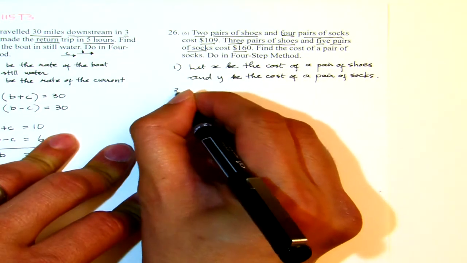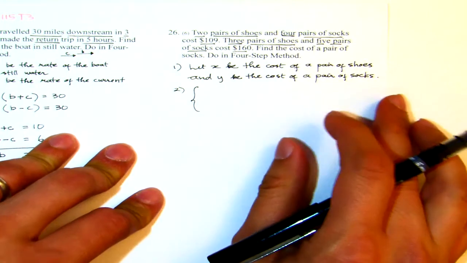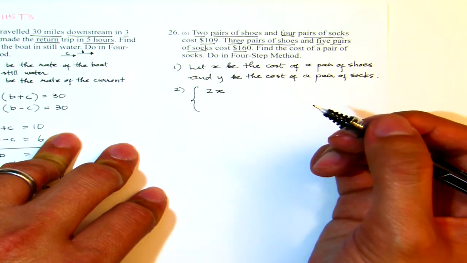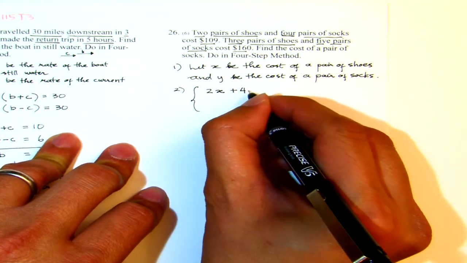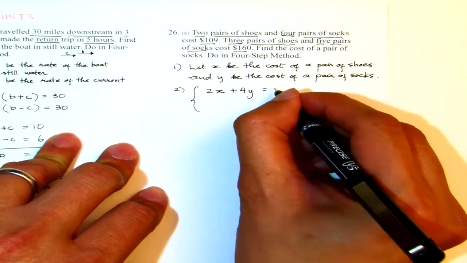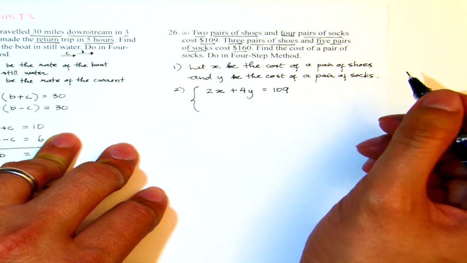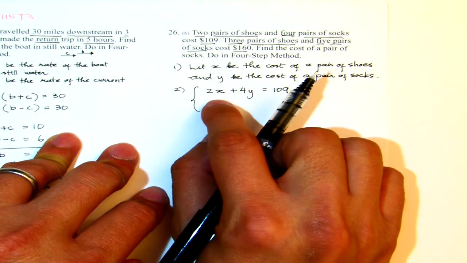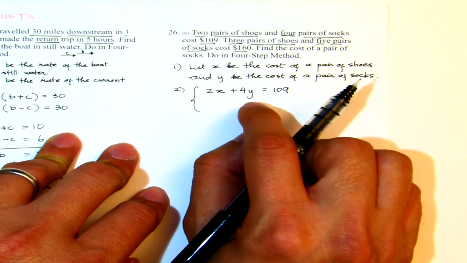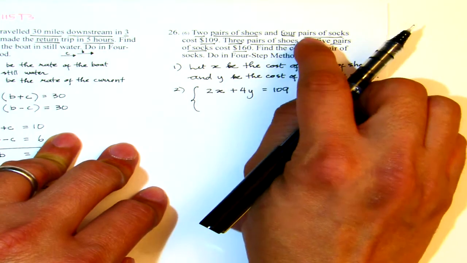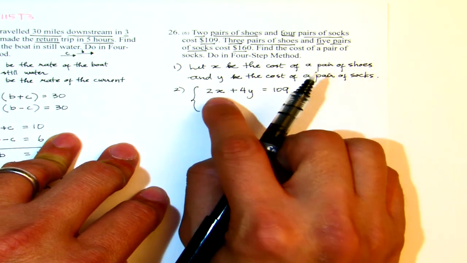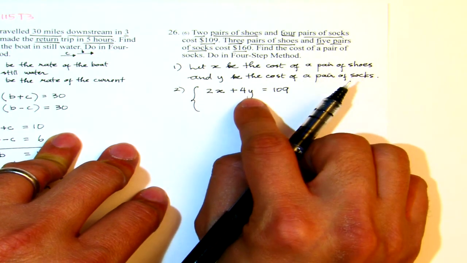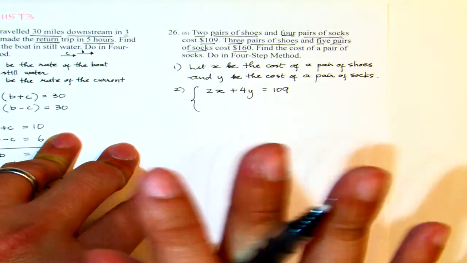Now let's go on. Step 2. From the first sentence, we see 2 pairs of shoes. That's 2x plus 4 pairs of socks. That's 4y. The total cost will be 109. Right? If 1 pair of shoes costs x, then 2 pairs will cost 2x. Likewise, if 1 pair of socks costs y, then 4 pairs of socks will cost 4y. Now the sum of the cost for 2 pairs of shoes and the cost for 4 pairs of socks, when you add them up, will give you that 109. That's for the first sentence.